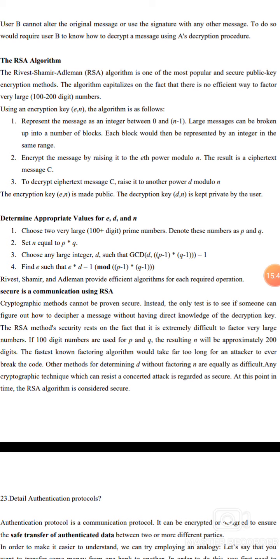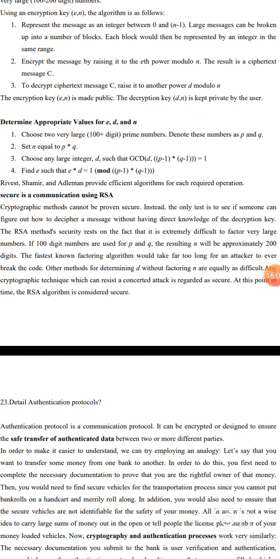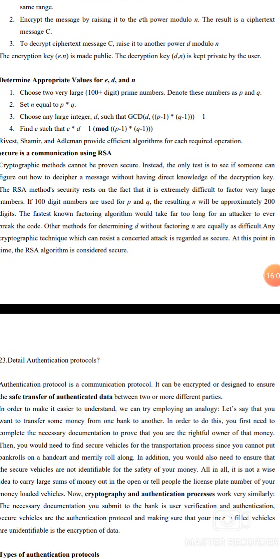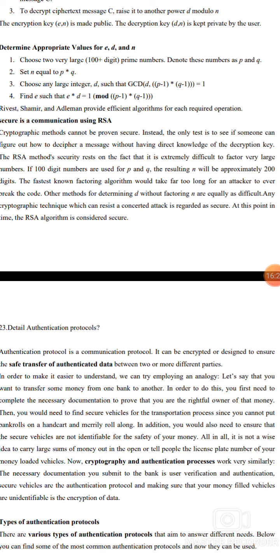The algorithm follows these encryption rules: represent the message as an integer between 0 and n minus 1, encrypt the message by raising it to a power modulo n, and decrypt the ciphertext message with another power modulo n. Determine the appropriate values of E, D and N. Choose two very large prime numbers, denoted P and Q. Set n equal to P times Q. Choose any large integer D such that GCD of D and (P minus 1)(Q minus 1) equals 1, and choose E such that E times D is congruent to 1 mod (P minus 1)(Q minus 1).